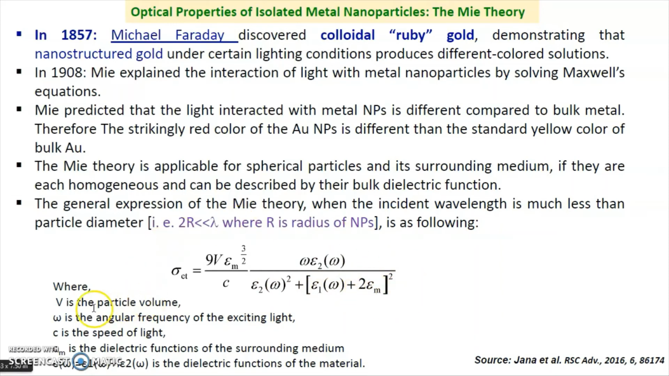Now what are these parameters? V is the particle volume. If you know the value of 2R, then you are able to calculate the volume of the particle. Omega is the angular frequency of the excited light. C is the speed of light. Epsilon m is the dielectric function of the surrounding medium.